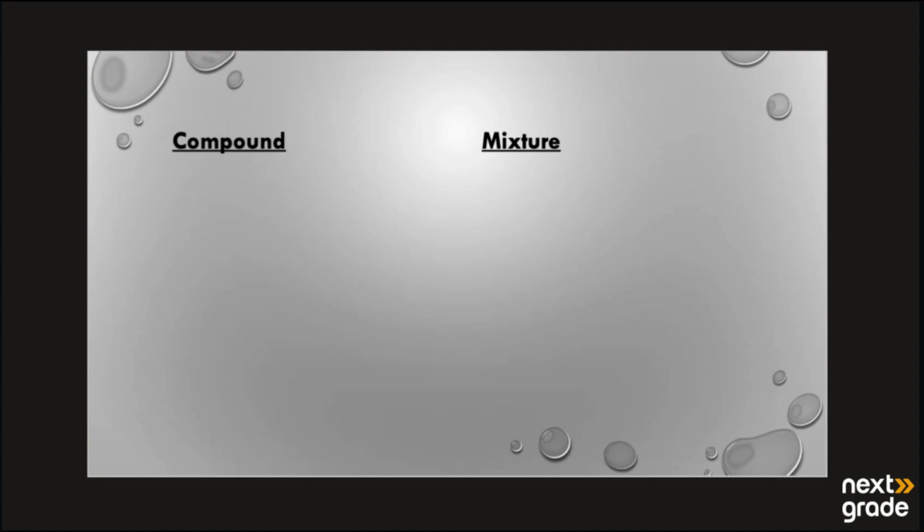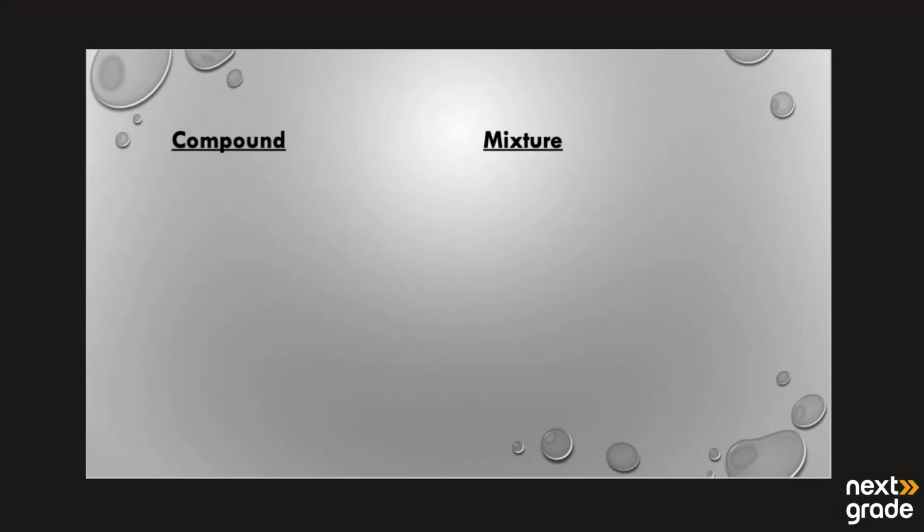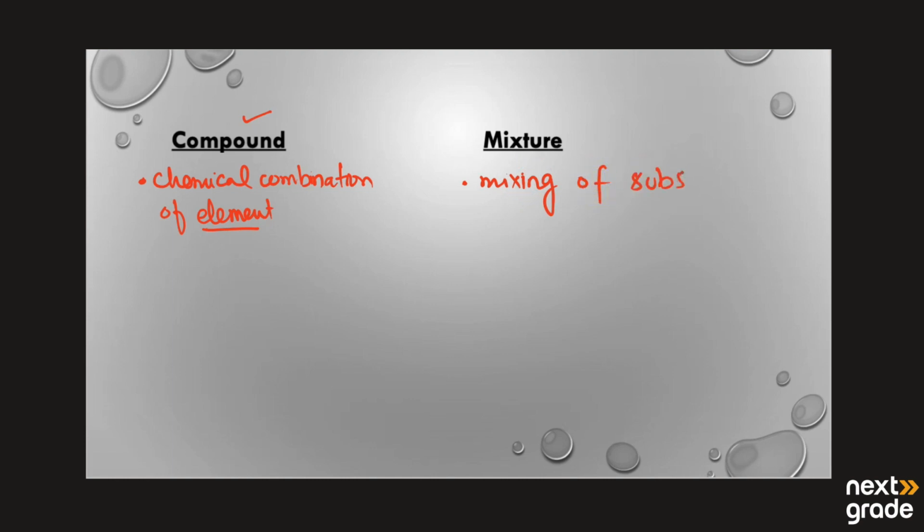If we look at the compound, compounds are formed as a result of chemical combination of elements. Compounds are substances formed when two or more elements chemically combine. But if we look at the mixture, it is simply formed by the mixing up of substances.